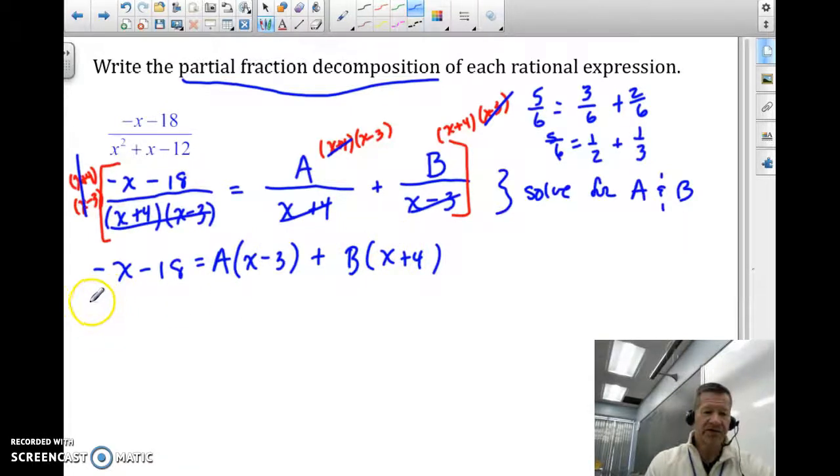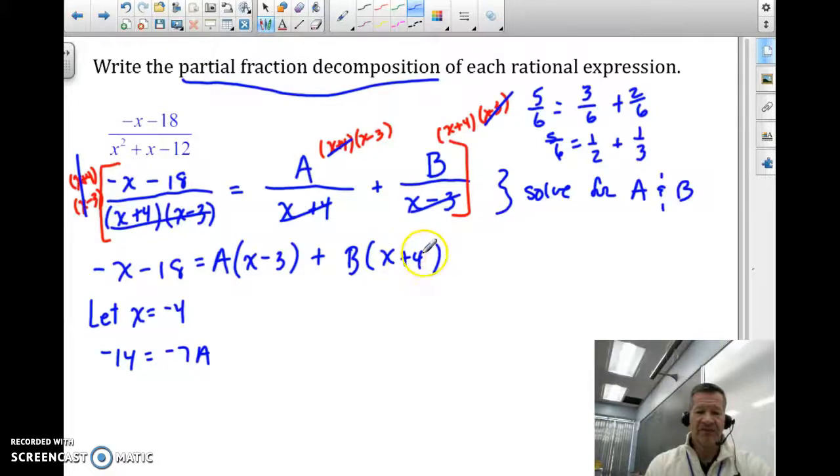Well, what I can do here is let x equal whatever value will make this equal 0. x plus 4 will equal 0 if x is negative 4. So I'm going to let x equal negative 4 and watch what happens. Take this whole equation, let x equal negative 4. The opposite of negative 4 is 4. 4 minus 18 is negative 14 equals negative 4 minus 3, which is negative 7a. And then negative 4 plus 4 would be 0b. So solving this, I find out that a is 2.